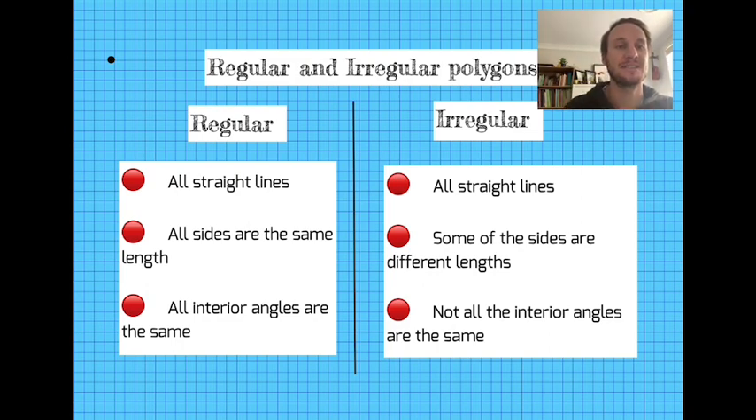up to 360. Whereas in an irregular polygon, all the sides are straight, because they have to be. Some of the sides in an irregular polygon are going to be different lengths, but not all of the interior angles are going to be the same. Let me explain how that works. Let's go back to this one.